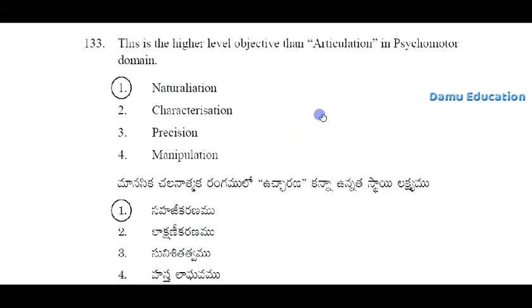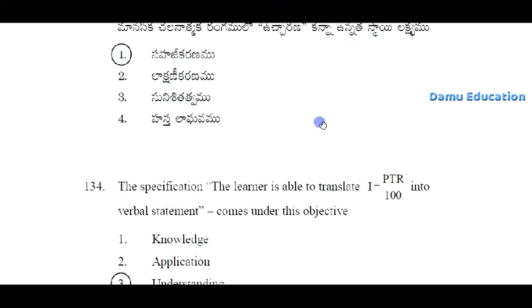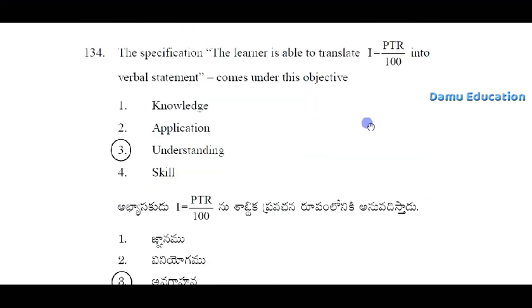This is a higher level objective than articulation in the psychomotor domain: naturalization. The learner is able to translate I equals PTR by 100 into a verbal statement. This comes under the objective of understanding.